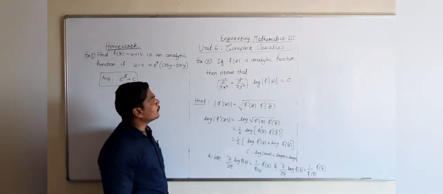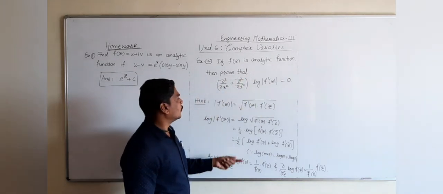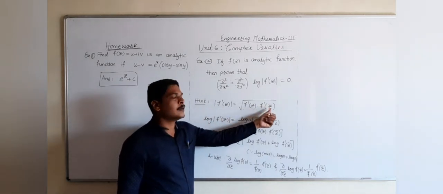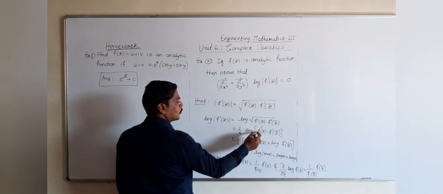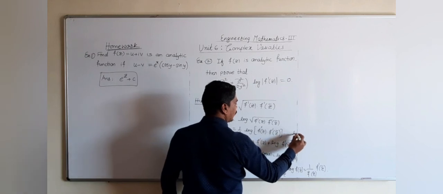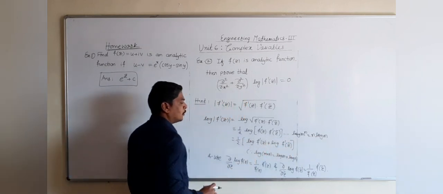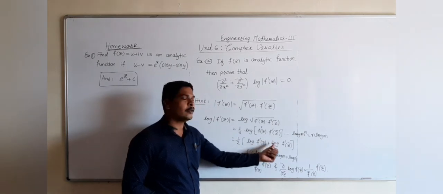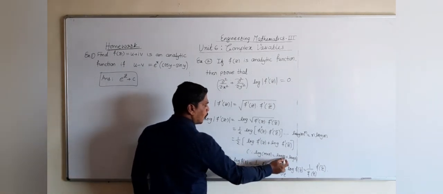And now second example is, if f of z is analytic function, then we have to prove that this equation. So hint is that mod of f'(z) becomes square root of f'(z) into f'(z bar). And we require log of this function, so log becomes log of square root. So square root means take this power in front of log, since using log m^n is equal to n log m. So we get this equation, and further log of f'(z) into f'(z bar) becomes log of f'(z) plus log of f'(z bar), using the property of logarithm, log mn is equal to log m plus log n.